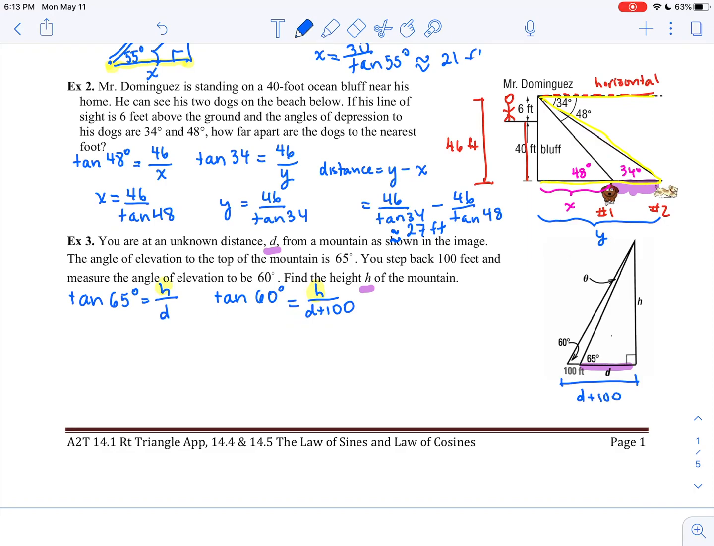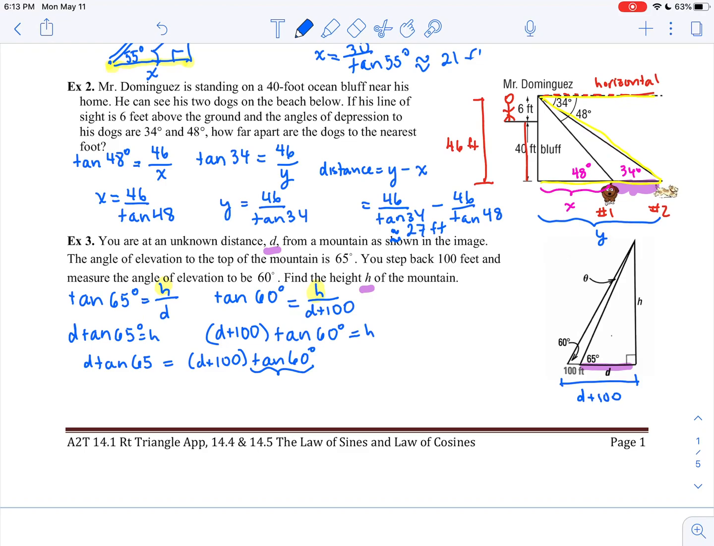So what I'm going to do, systems of equations, I'm going to solve for h, multiply both sides by the denominator, d on the first fraction, and then d plus 100 on the second fraction. Notice that since now each one of these is equal to h, what I can do is use substitution and substitute in one of the expressions for h into the other equation. So I have tangent of 65 times d is equal to d plus 100 times tangent of 60 using substitution.